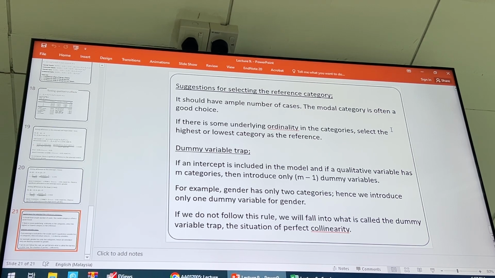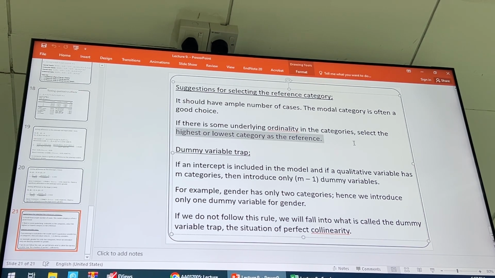So you should have an ample number of cases. The modal category is often a good choice. Let's say modal category means the category which has higher observations. So just now, let's say you have 49 observations. Number of male are higher than number of female, and then you use male as your reference category. I don't remember this one, whether in this example we have male or female with higher observation. But that's one suggestion on how to choose. And then if there is some underlying ordering or inequality in the category, select the highest or lowest category.